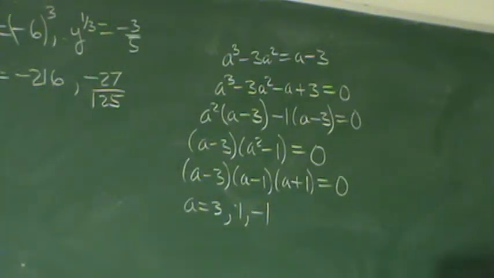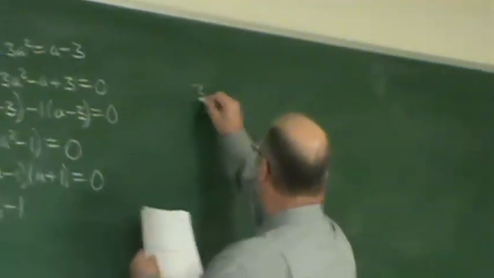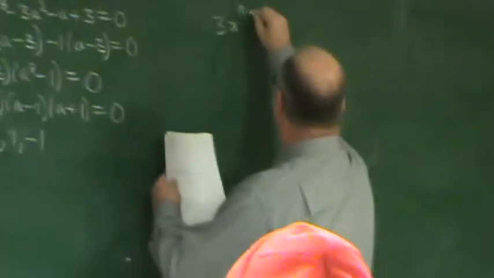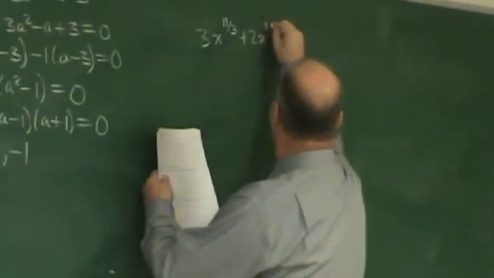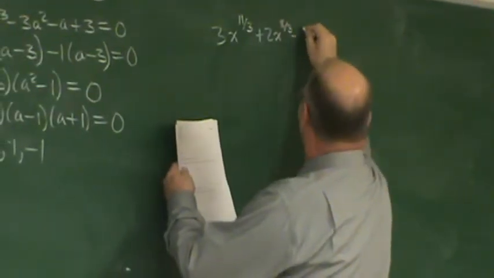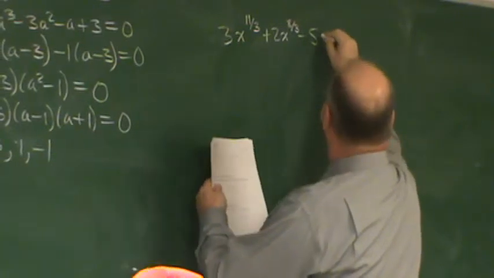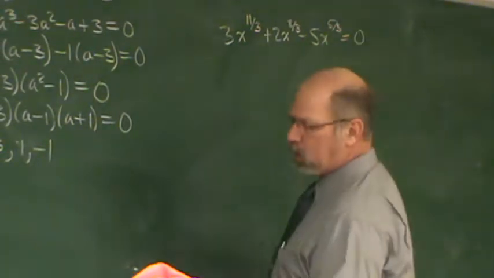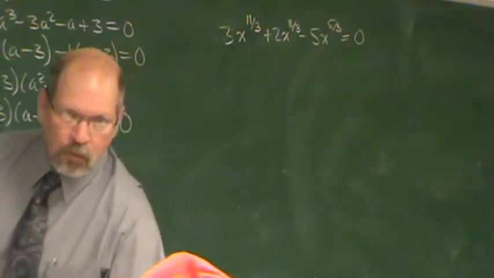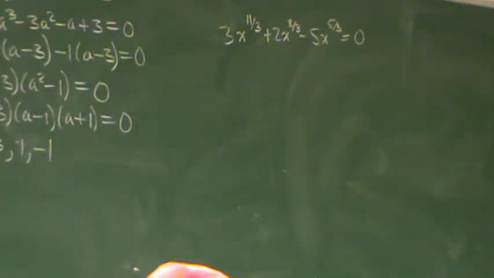Well, no, it's not. Sorry, I got 2. 3x to the 11 thirds plus 2x to the 8 thirds minus 5x to the 5 thirds equals 0. And this is one of those that looks a whole lot harder than what it really is. If you understand the laws of exponents and how they work, this isn't that bad.